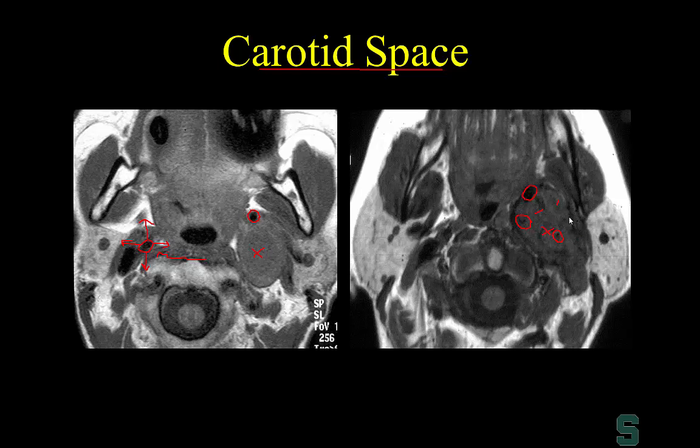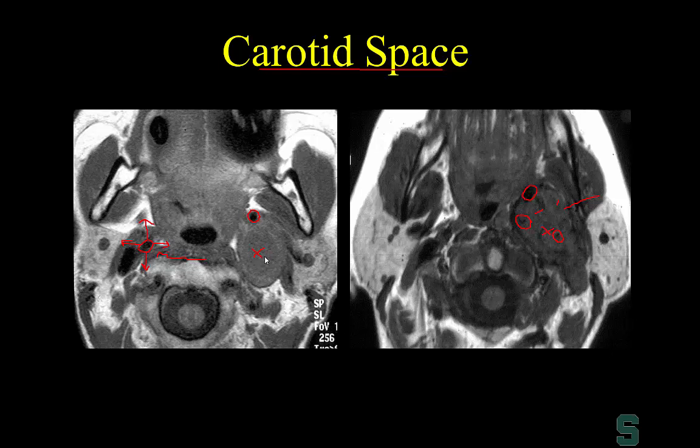So what do you think the diagnosis is here? A glomus tumor, yeah, some type of glomus. I'll go over the various types of glomus tumors. And what do you think the diagnosis is here? Benign lesion, schwannoma, exactly, a neurogenic tumor.